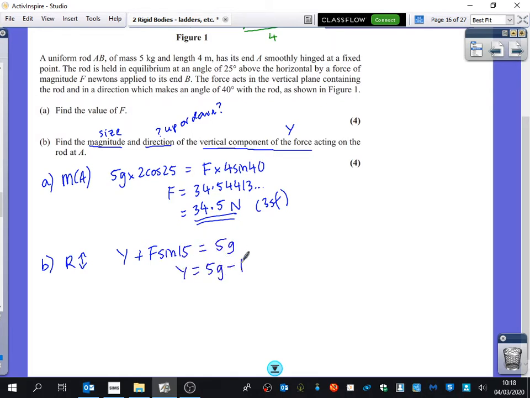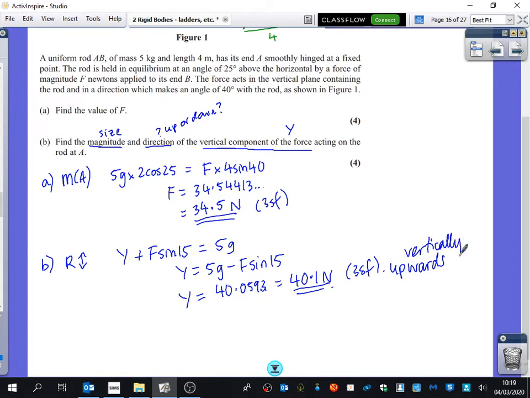So Y is 5G minus F sine 15, and I've already got F stored in my calculator, so I can just find out what Y is equal to. So that's 5G minus the answer times sine 15. You get that Y is 40.05, so Y is 40.1 newtons to three significant figures. So it is 40.1 newtons, and it is acting vertically upwards, right?